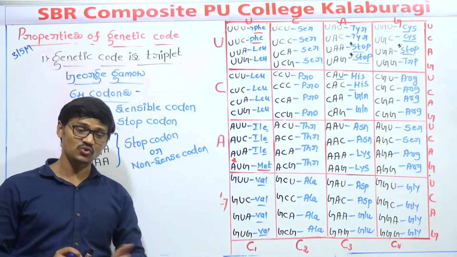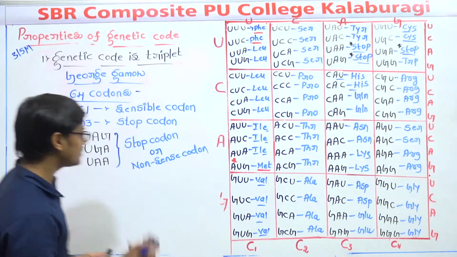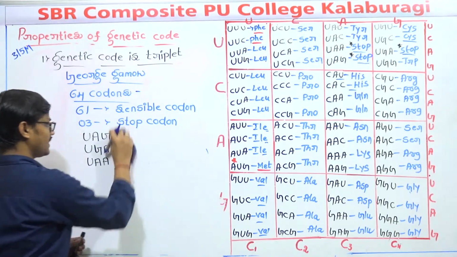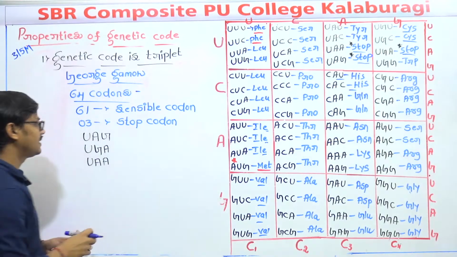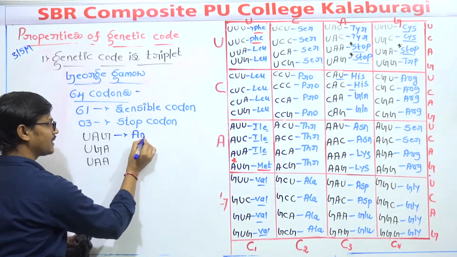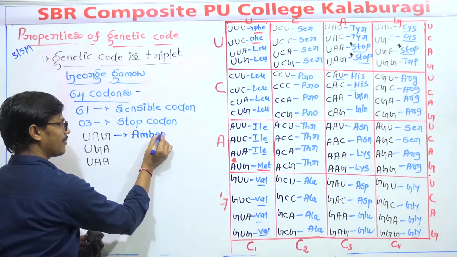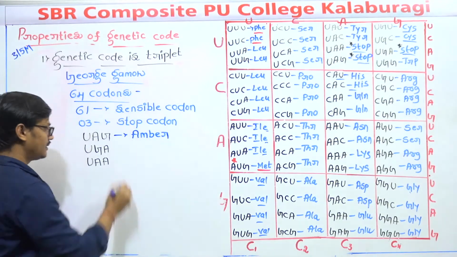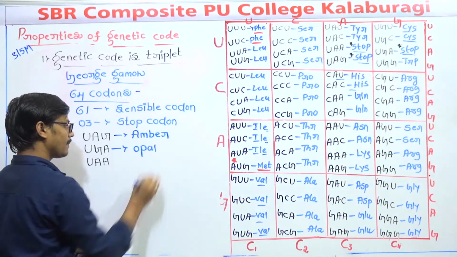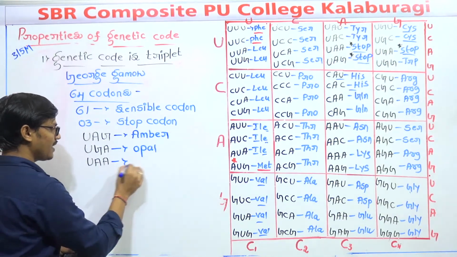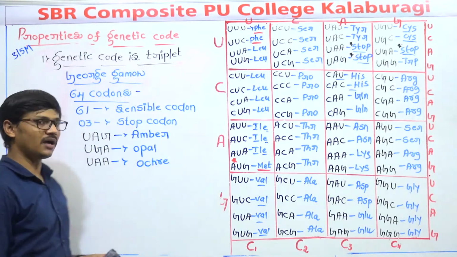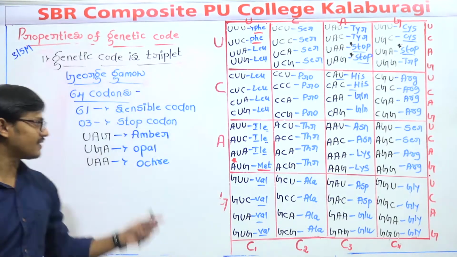And if you go through some books, in some books another name is given. They have another name. This one, UAG, has the name amber. UGA, opal, and UAA, ochre. Amber, opal, and ochre. Right? So these are the other names for stop codons.